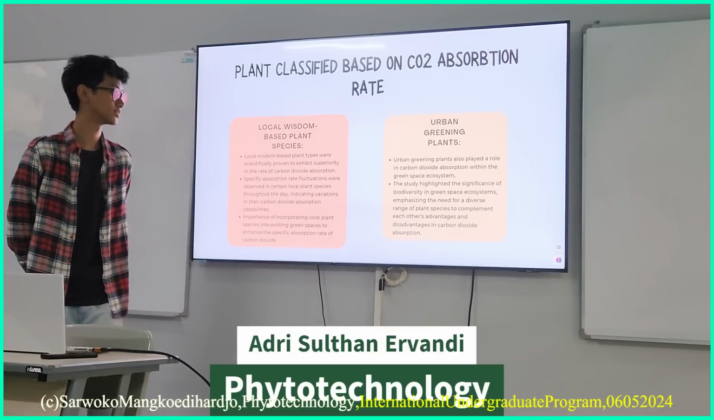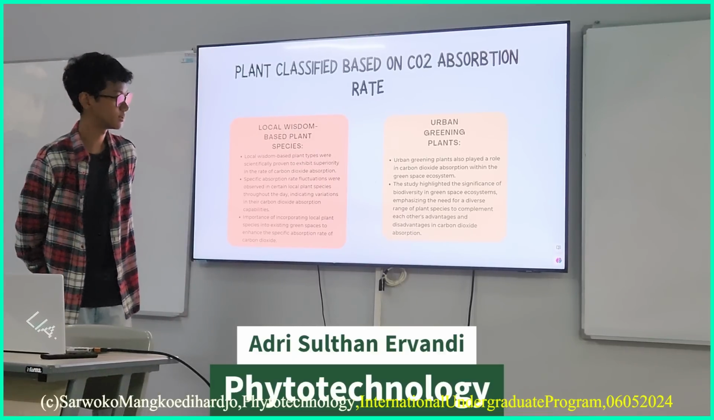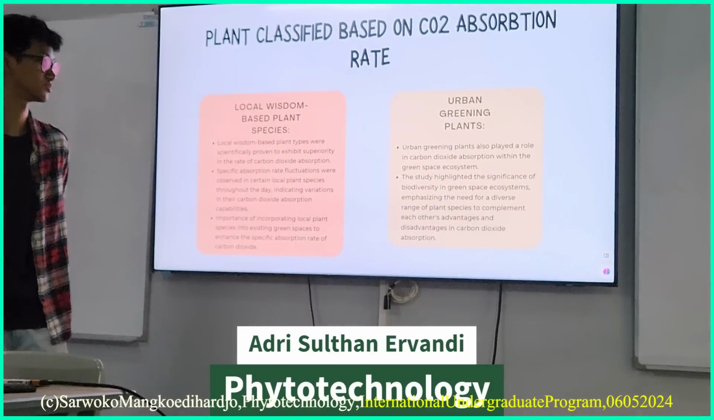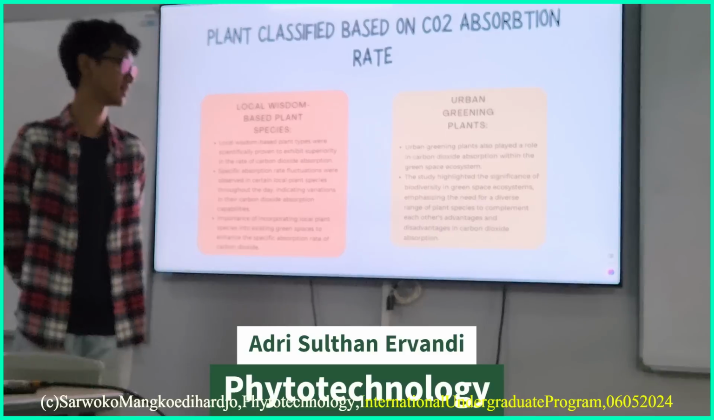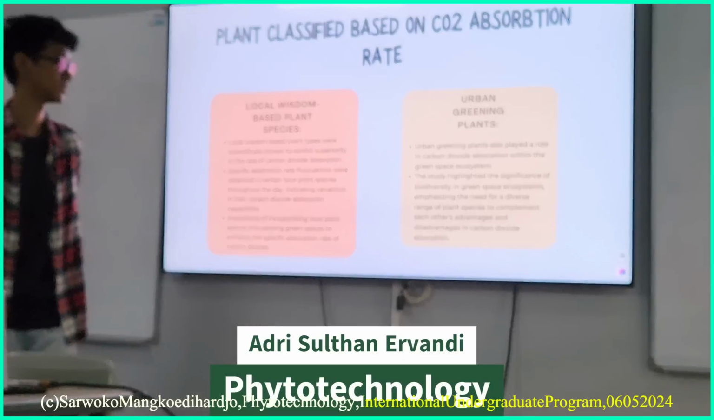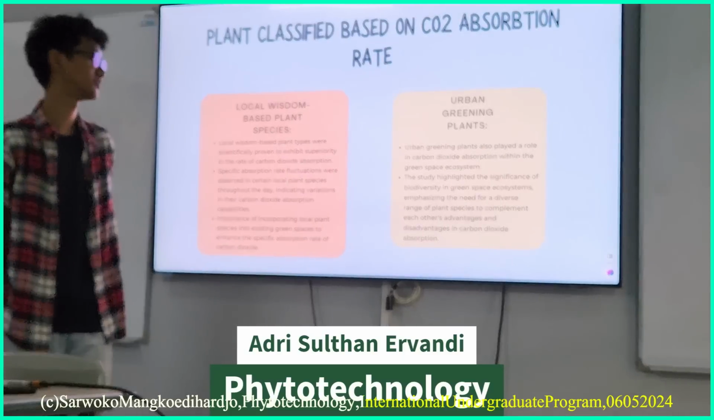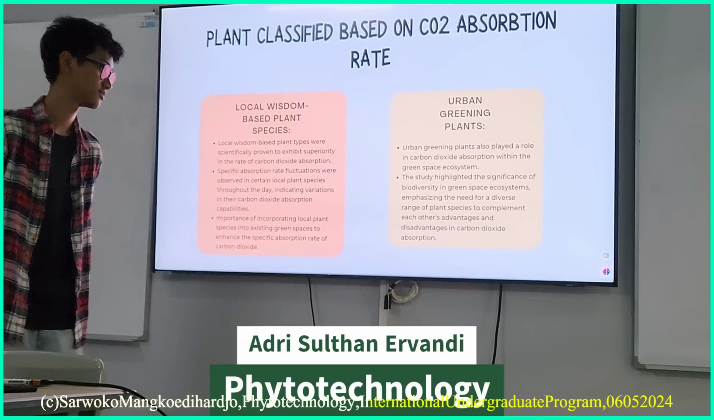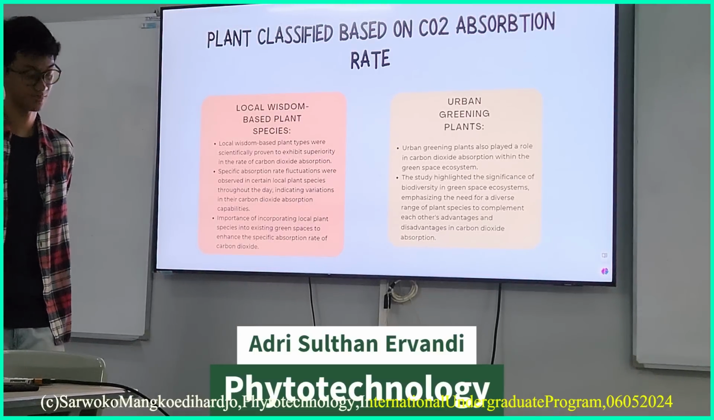rate of carbon dioxide. And the next one is urban greening plants, which play a role in carbon dioxide absorption within the green space ecosystem. This study highlights the significance of biodiversity in green space ecosystems, emphasizing the need for a diverse range of plant species to complement each other's advantages and disadvantages in carbon dioxide absorption.